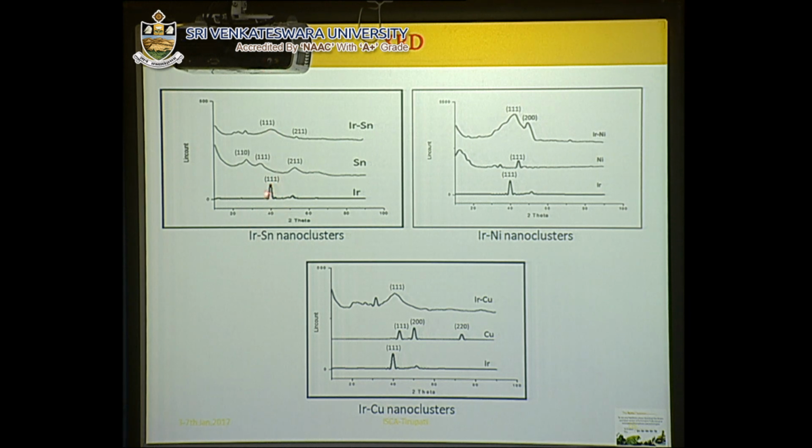Again, the shifting of these peaks from this position to this new peak shows that there is some alloy type formation between the two metals. And the same is the case with iridium nickel and iridium copper nanoclusters.